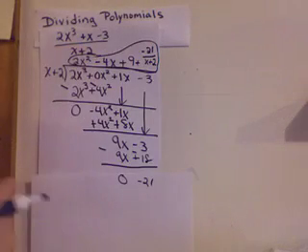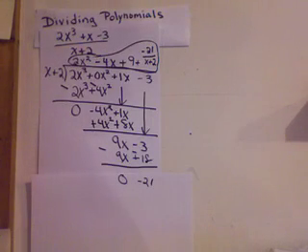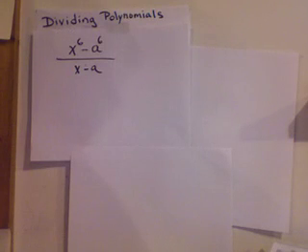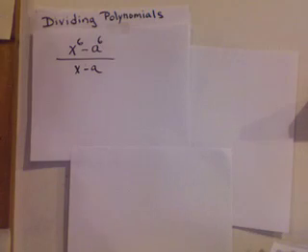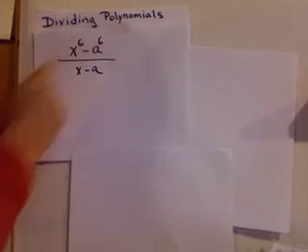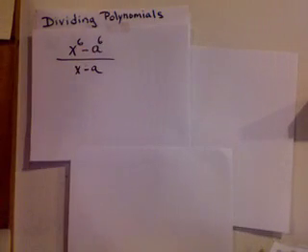Sometimes you don't get a remainder. Sometimes you do. Okay, let's get started with long division again. Notice this one, x to the 6th, a to the 6th. There's a lot of missing terms.